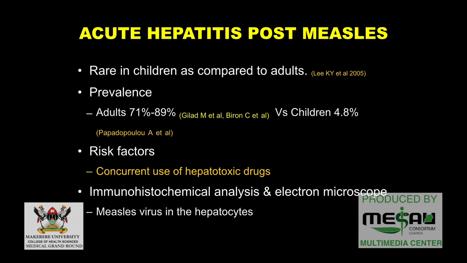In the articles that I went through, in these patients, they did a biopsy with immunohistochemical analysis and electron microscopy, and they found measles virus in the hepatocytes. So that means the measles virus infected the liver.